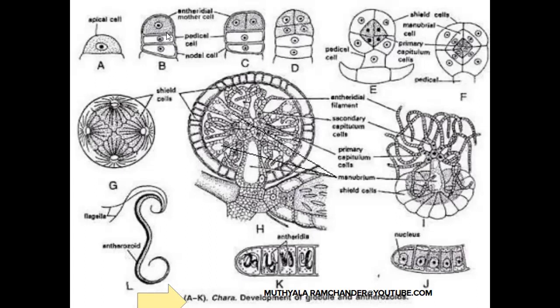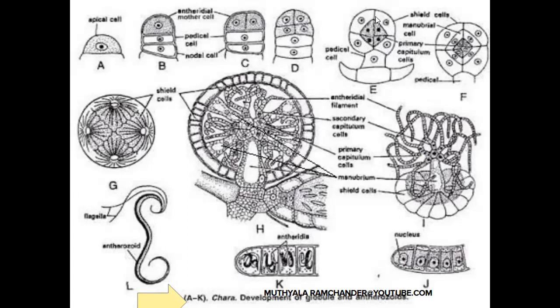But the apical or upper cell acts as the antheridial mother cell. The antheridial mother cell is also called the globule initial cell. It participates in mitotic divisions to form two cells. The two cells again divide to form four cells, then eight cells, then 16 cells. The 16 cells are arranged in two whorls. In each whorl, 8 cells are present.